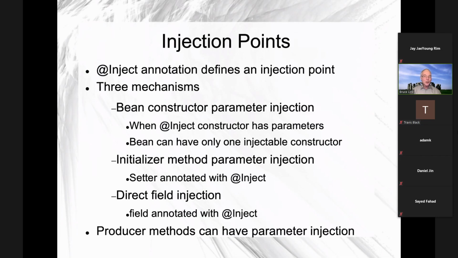The next two are more common. I can annotate a setter or a field, and in either case, it will then find the object that's to be injected and return, generally, a reference. If it's an object, it would be a reference that's returned, and it will either call the setter with that reference or put it directly into the field. And producer methods, we'll get to those on a subsequent slide.